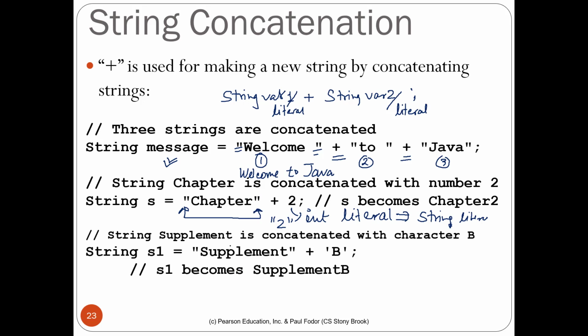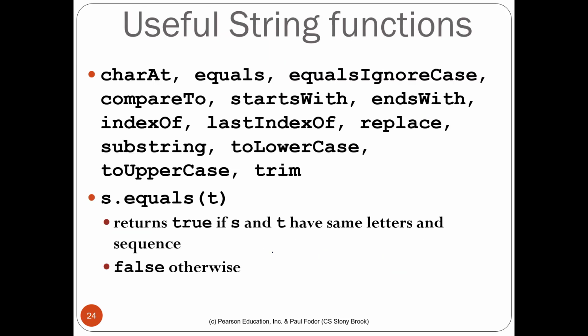How about this case? The same logic that we have in the previous statement applies here as well. B is a character literal, whereas S is a string. So this B changes to string "B", and then Java does string concatenation, and S1 becomes S followed by B. I can do some demo on this as well, but we'll do that later. Let's not get into that right now.